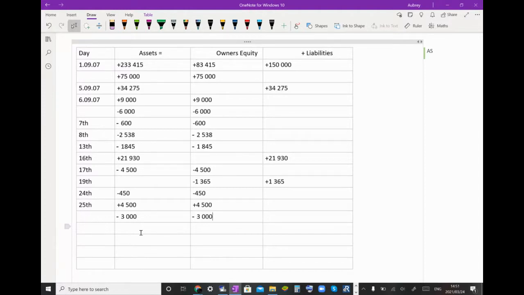Cool. Then on the 26th, what did Mrs. Putin do? It says she took a couch from the trading inventory for her personal use. The moment we see personal use, what does that tell us? It's drawings. And it says it was originally bought for 12,000. Now, what does this tell us about drawings?